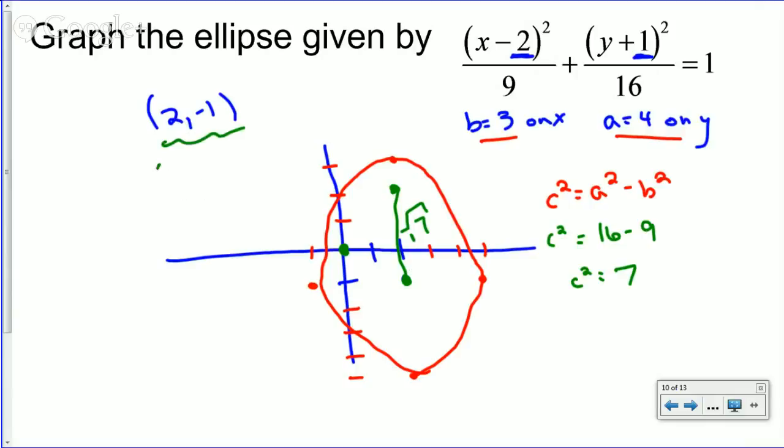Okay, so it would be what? 2 comma negative 1 plus radical 7. Or you would subtract it going this direction.